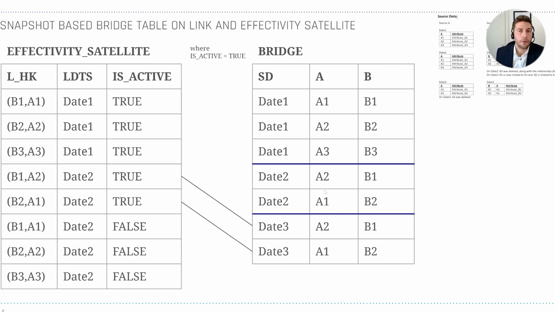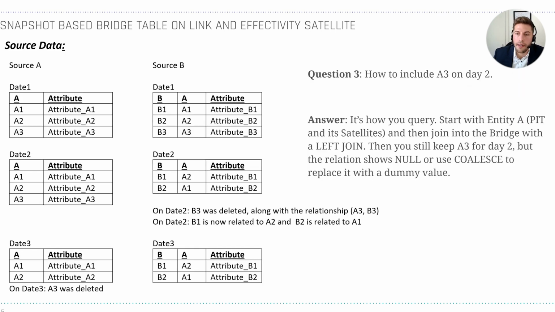Because A3 has no relationship anymore to any B object. The question was how to still include A3 on day 2 here. The answer is basically the way you join the data together at the end. If the perspective you're coming from is really the A object, then you also start from the A object.